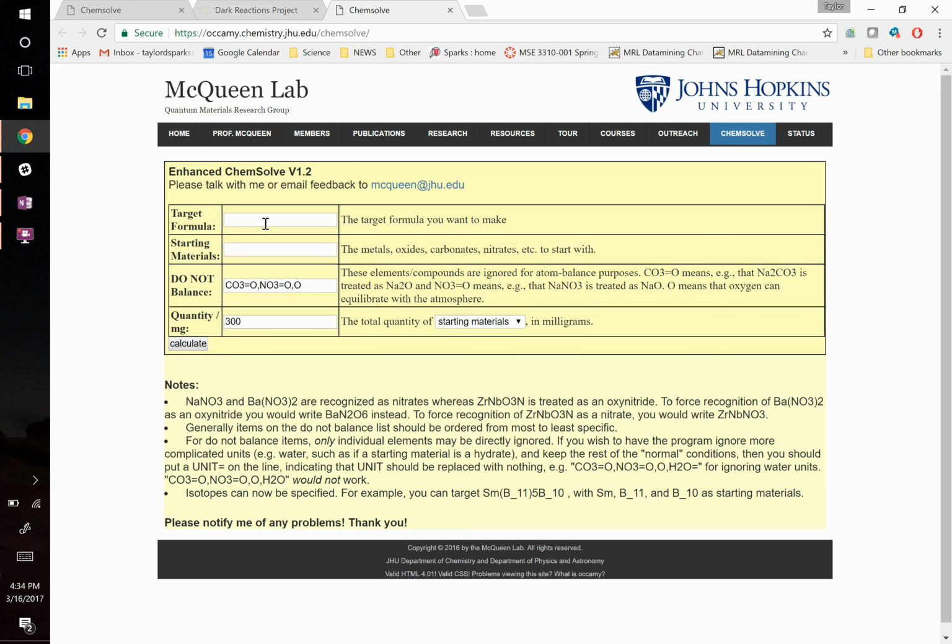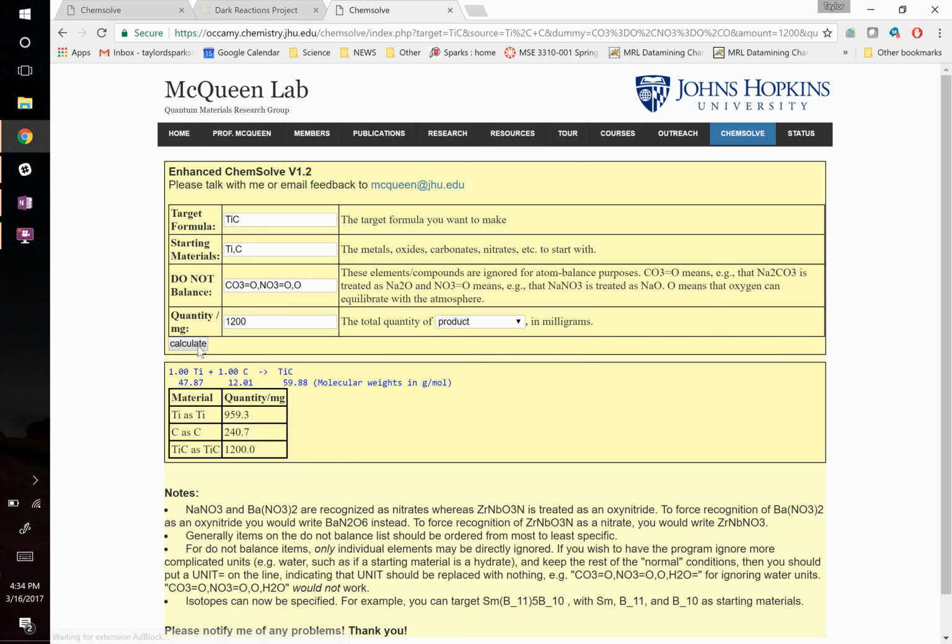ChemSolver is a tool that my colleague at Johns Hopkins University, Tyrell McQueen, in the Tyrell McQueen lab, made. What it allows you to do is you can put in whatever you want to make. Like, let's say you want to make titanium carbide, right? And you've got starting materials, titanium and carbon. Those are your starting materials, right? If you want to make, say, 1,200 grams, that's how much product you want. It'll tell you exactly how much of your starting materials to add in order to get that.